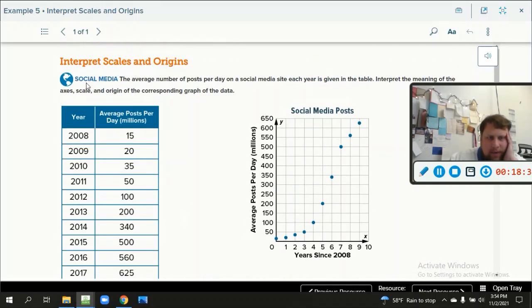And then what does it want to tell me? It wants to know about the scale. Well, the scale we see on the x-axis is growing by 1, which is just growing by 1 year, each year since 2008. And then we see that the scale on the y-axis is growing by 50. 50 to 100, plus 50 to 150, and that represents average posts per day in millions. And we already talked about the origin, which represents the year 2008 and 0 average posts per day.